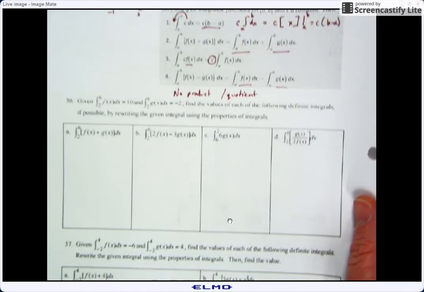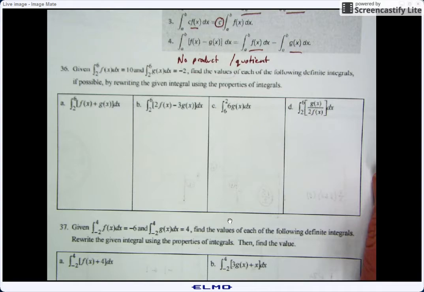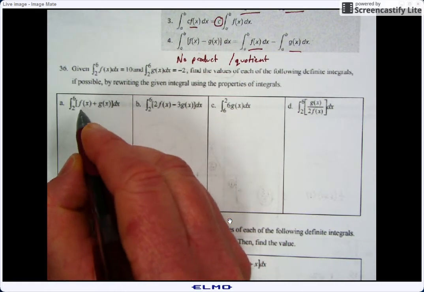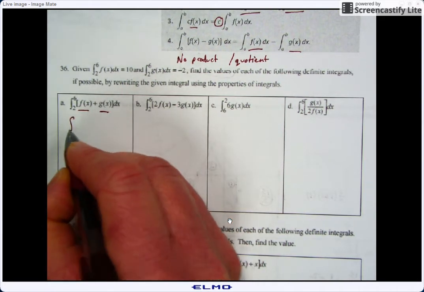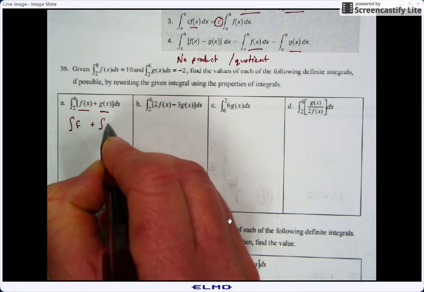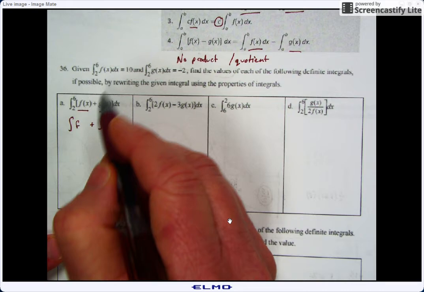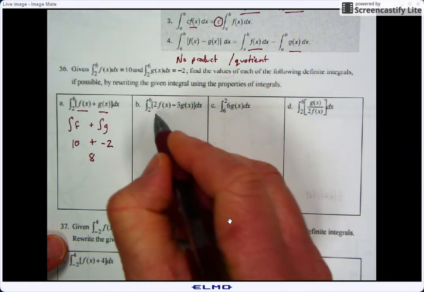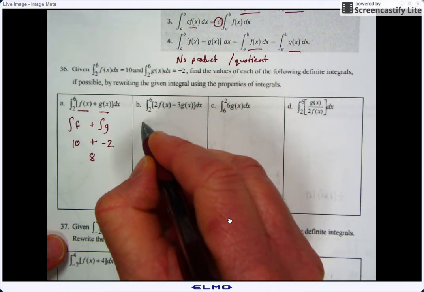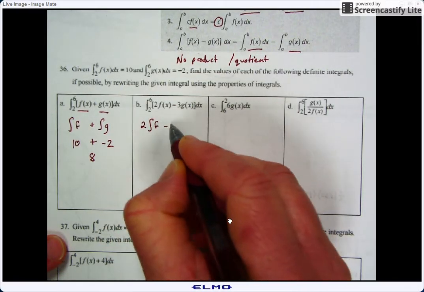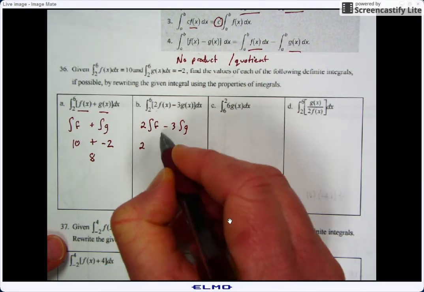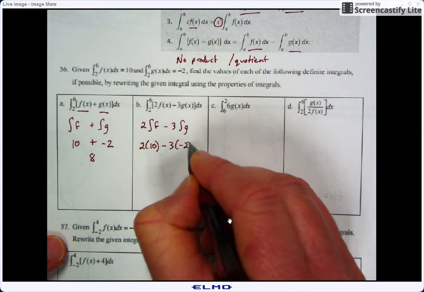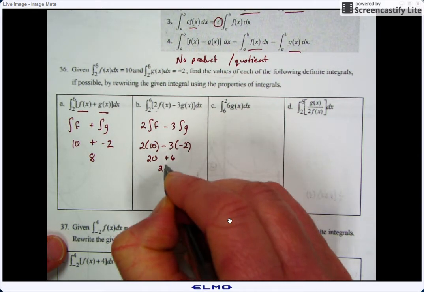Often you follow up with some integrals where we don't know the function. So it's just asking us to use our properties. The integral of f of x plus g of x would be the integral of f plus the integral of g. The integral of f is 10 and the integral of g is -2, so that would be 8. This one is using our constant multiplier: 2 integral of f minus 3 integral of g. We're just substituting in values, so 2 times 10 minus 3 times -2. A lot of just arithmetic there.